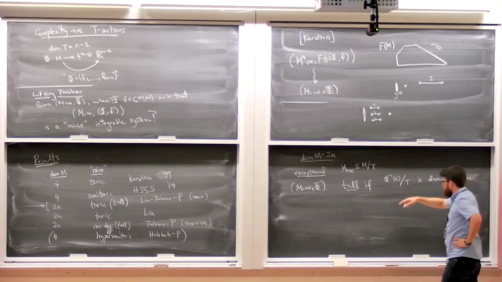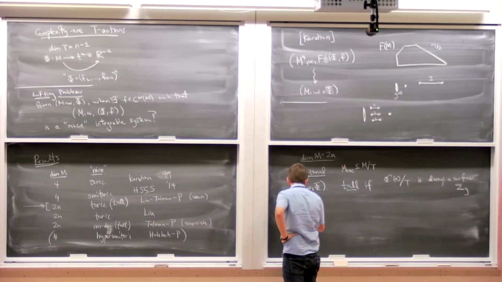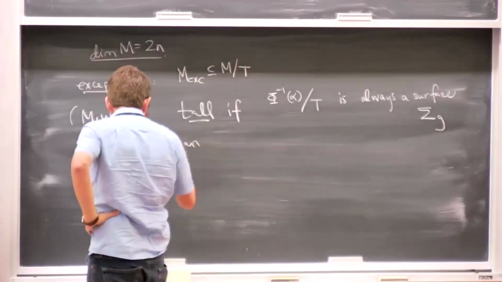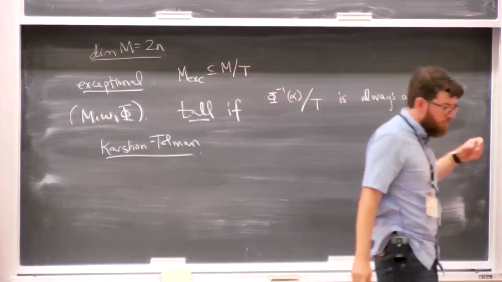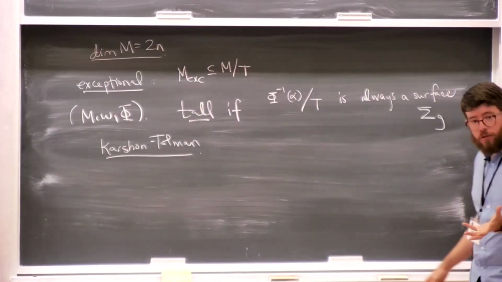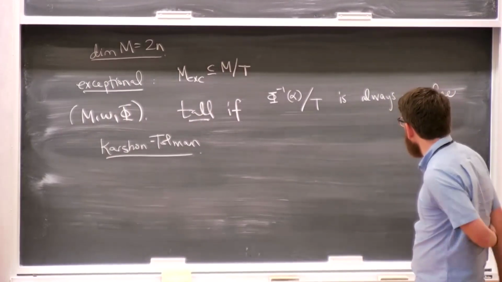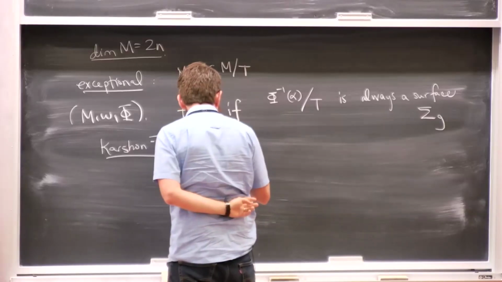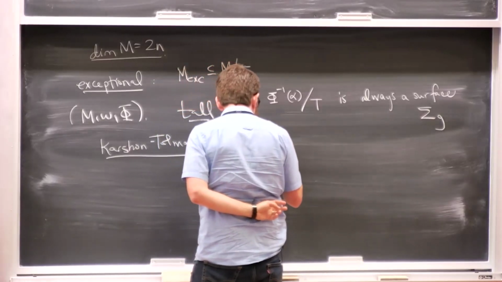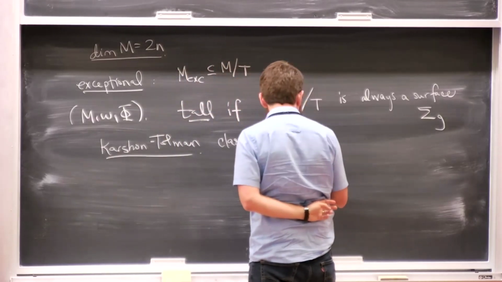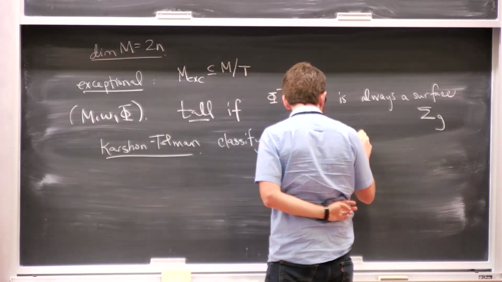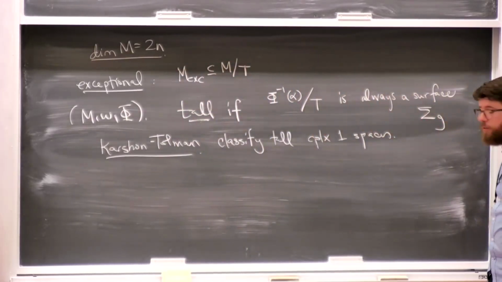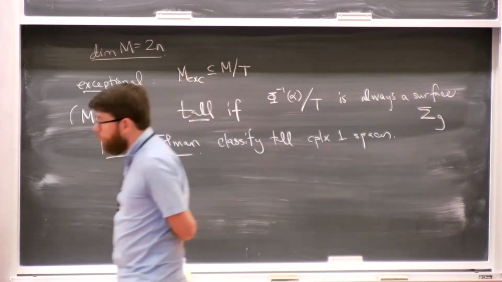And it turns out, and now I'm talking about results of Karshan and Tolman. So first of all, it turns out that this surface always has the same genus, no matter which point you decide to do symplectic reduction at. And so that's an invariant of these systems. And they found a set of complete invariants: Karshan and Tolman classified tall complexity 1 spaces in terms of 4 invariants, I guess.